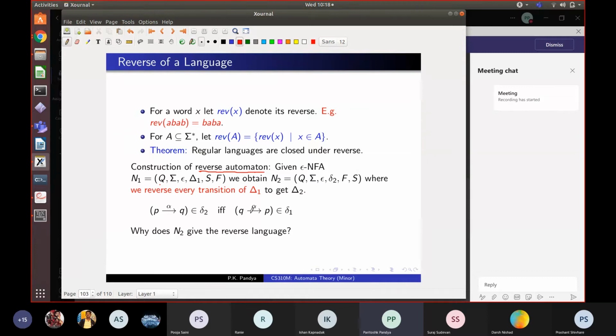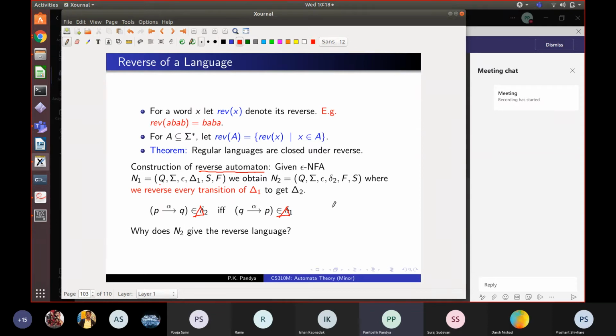And then we reverse every arrow in the automaton. That is, if there was an arrow going from P to Q on a letter alpha, where alpha can be either epsilon or one letter in sigma, A, B, C. If you have an arrow like Q going to P on alpha in my automaton N1, that is in delta 1, which should be capital delta 1 because these are NFAs, then in delta 2 I will have the reverse arrow. It will go from P to Q instead of Q to P.